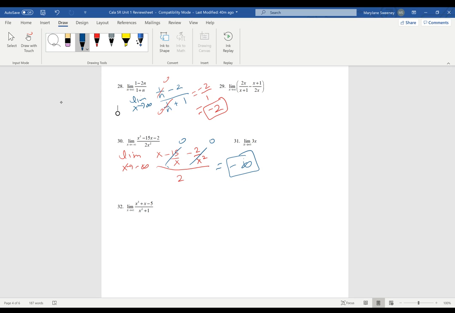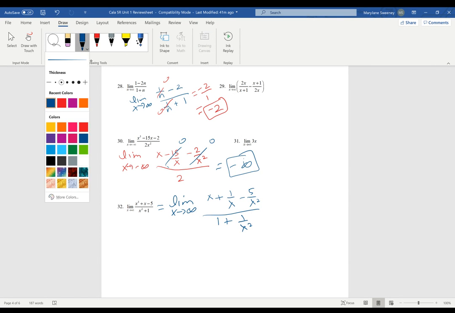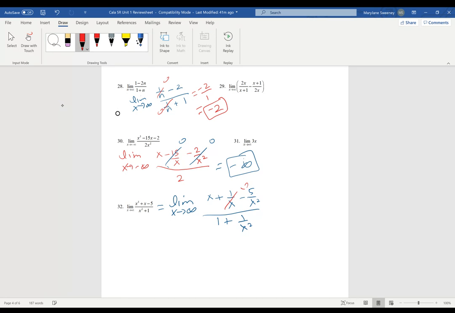And all right, this one's got a lot of limits at infinity problem. Okay, so we divide everything by x squared here. That's x, 1 over x, 5 over x squared, 1 plus 1 over x squared. So that goes to 0, that goes to 0, that goes to 0. Plugging in, it would just be infinity over 1, which is infinity.